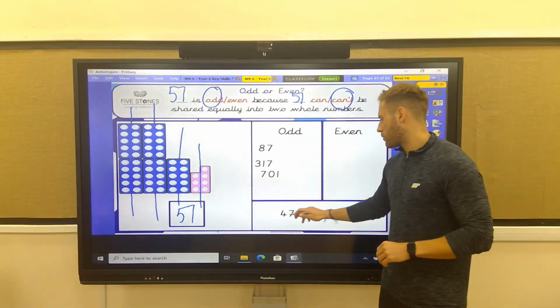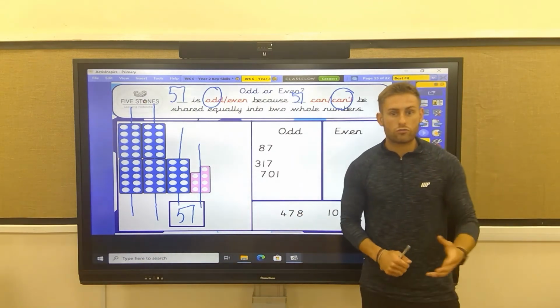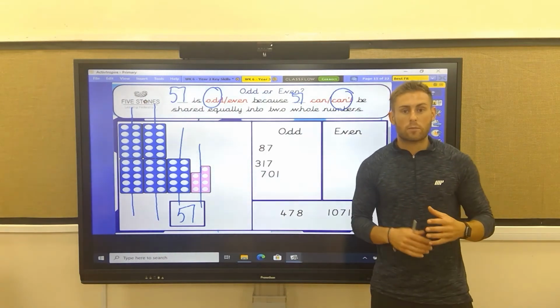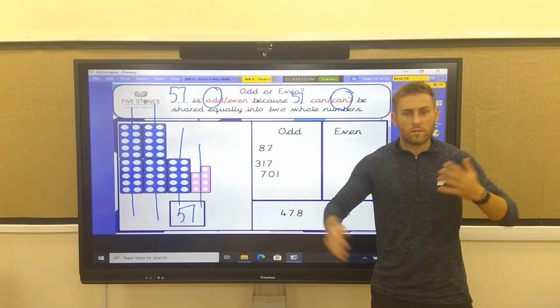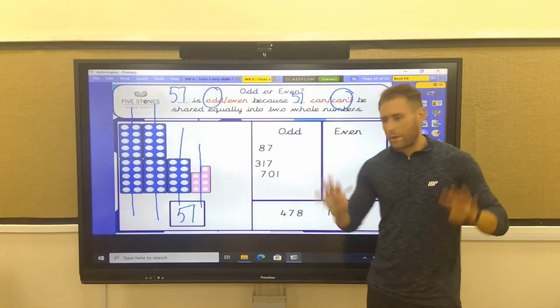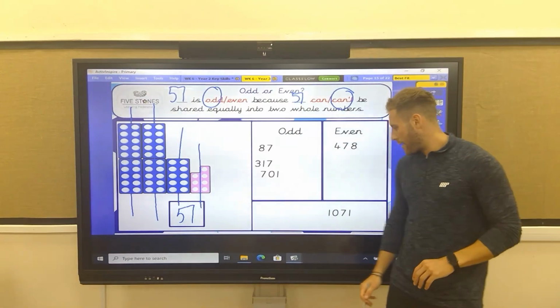Right, we'll go to 478. Again, the 7's in the 10s column. 400 shared equally, 200, 200. 700 shares equally because it's all hundreds, 50, 50, 50, 50, 50, 50. And the 8 is 4 and 4. So actually, this is an even number.